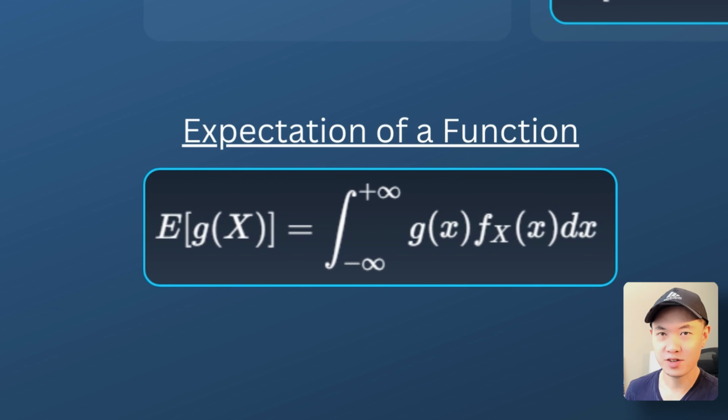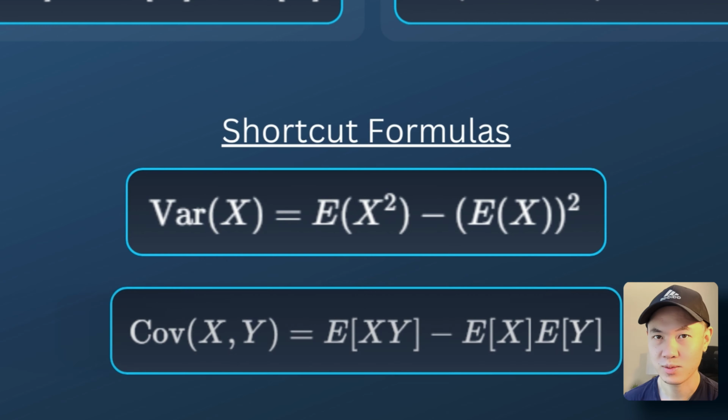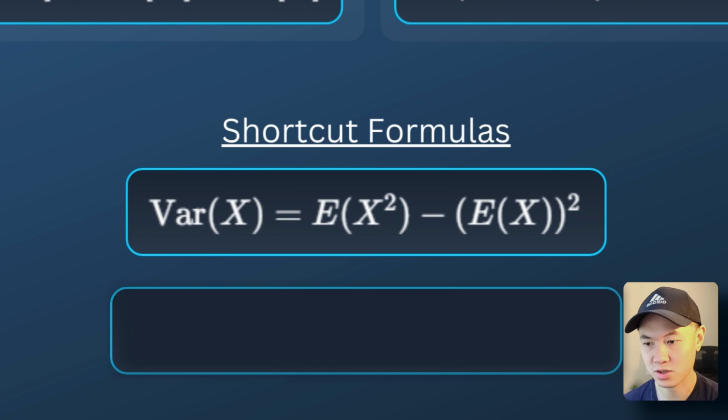The expectation of an arbitrary function, say g(x), is the integral from negative infinity to infinity of g(x) times f(x) dx. Earlier in the video, we saw multiple applications of this with the expected value, moments, and variance. When solving for the variance, similar to the discrete case, there's a shortcut formula where the variance of X equals the second raw moment minus the expected value squared. In most cases, when calculating the variance, this is going to be the more efficient formula to use. So you'll need to calculate the expected value and the second raw moment to get the variance.